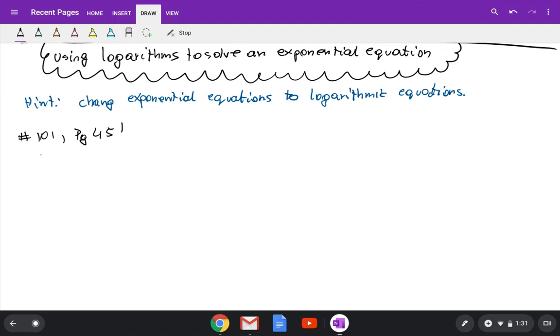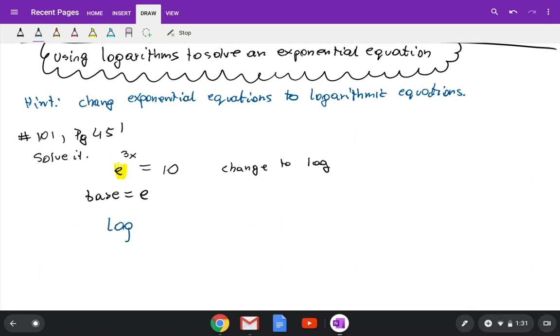Okay, so you need to solve this: e to the power of 3x equals 10. How are you going to solve it? The one-to-one property won't apply because there's no way that you can rewrite 10 as e to the power of something. So what we're going to do is change to log. How are we going to do it? Let's just remember that exponents and logs are inverses. So here, the base is e.